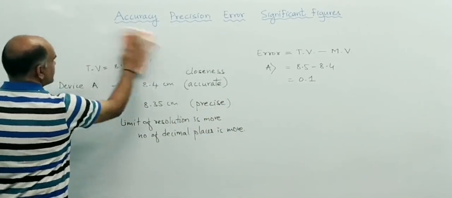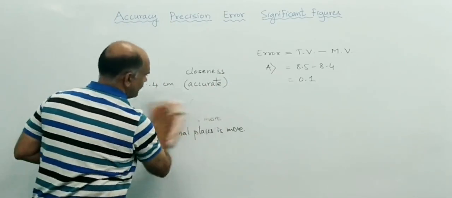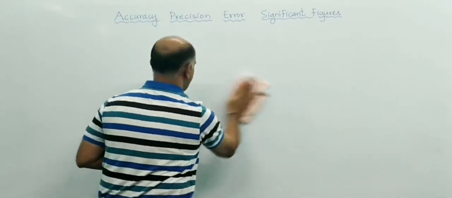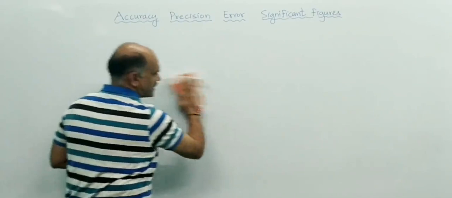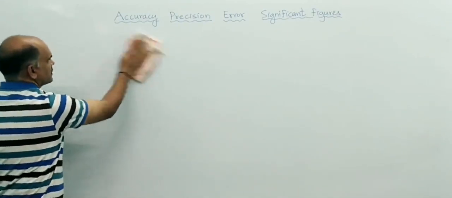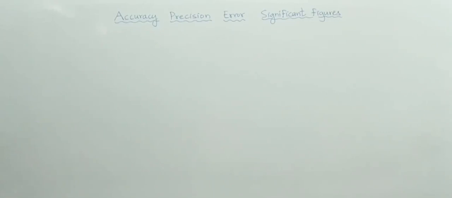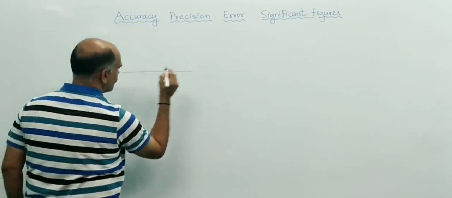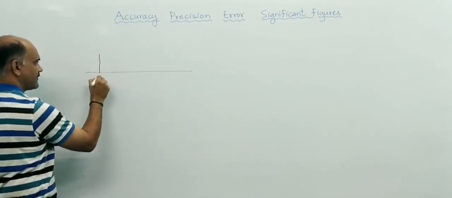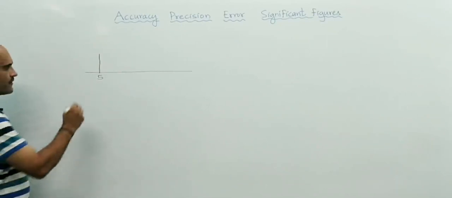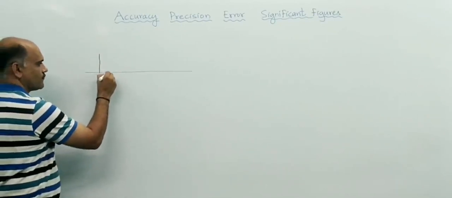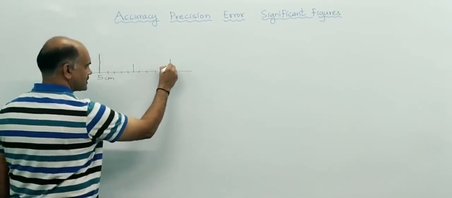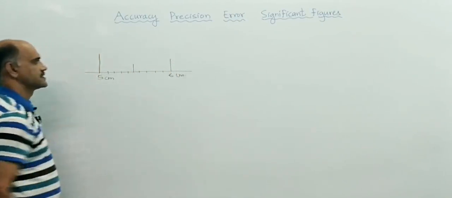Now, to understand significant figures, I will take an example. We will take the scale with which you are measuring, the scale which you regularly use in your school days, or now in college days. So, I will take a reading on the scale. Here I have 5 centimeters, then 1, 2, 3, 4, 5, 6, 7, 8, 9, this is 6 centimeters.